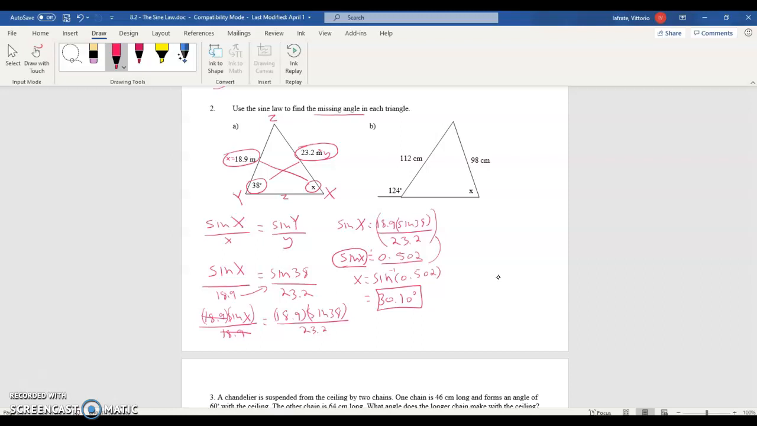So in the next video, we're going to do question B. And then afterwards, we're going to start exploring some word problems using the sine law.